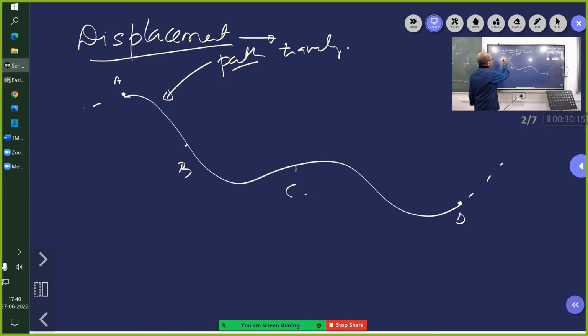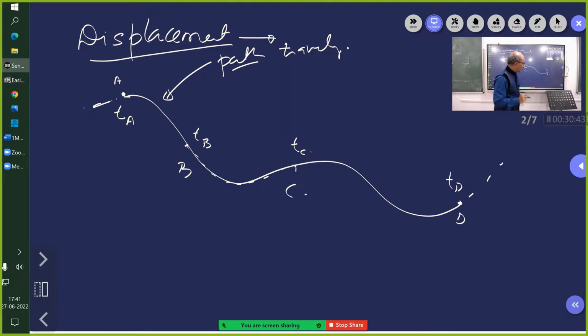At some instant of time tA it is here, at some instant of time tB it is here, at some instant of time tC it is here, at some instant of time tD it is here. So you know what I mean by instant of time and so on. Then it has traveled from B to C along this path.